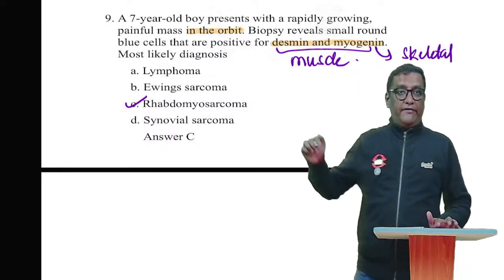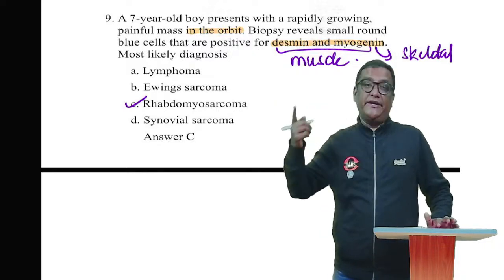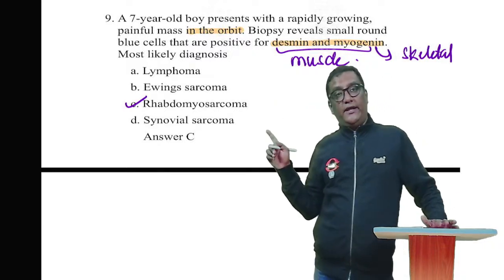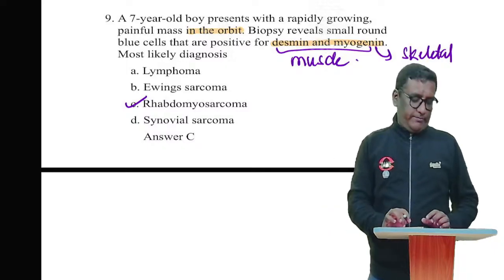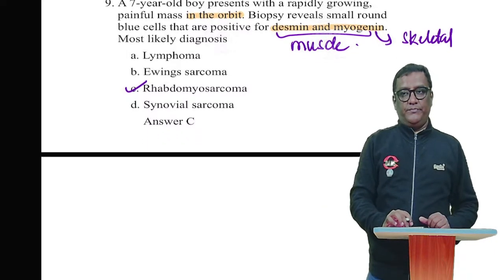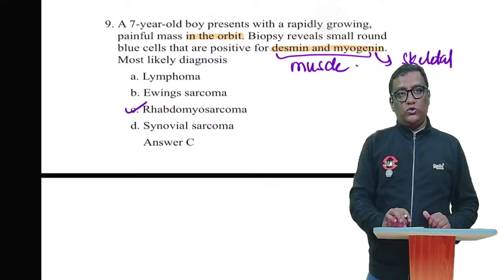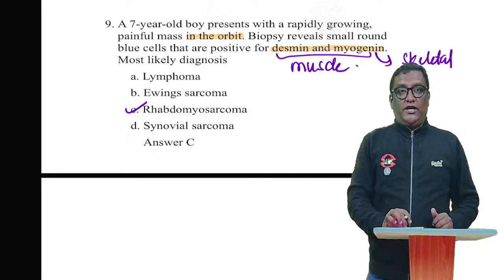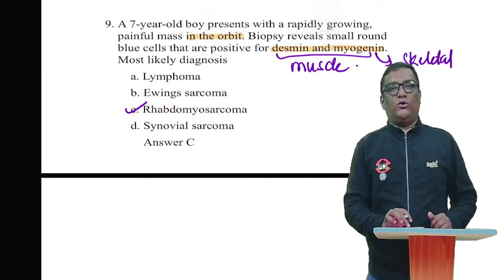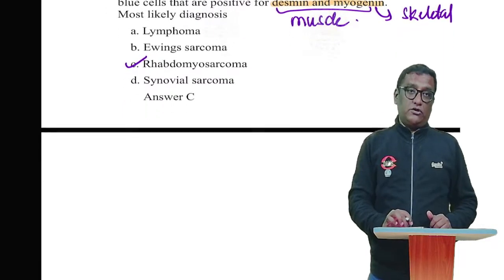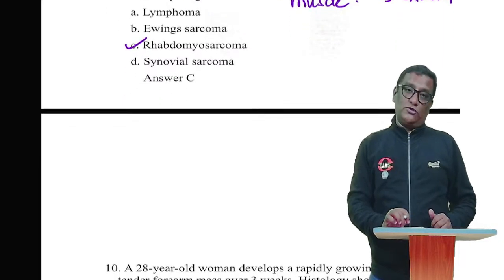Yes, correct. Another round cell tumor in the periorbital region could be even your retinoblastoma, but that will not be positive for desmin and myogenin, right? Retinoblastoma is also a round cell tumor. Ewing sarcoma is also small round cell tumor. Lymphomas are also small round cell tumor. Synovial sarcoma is also small round cell tumor.